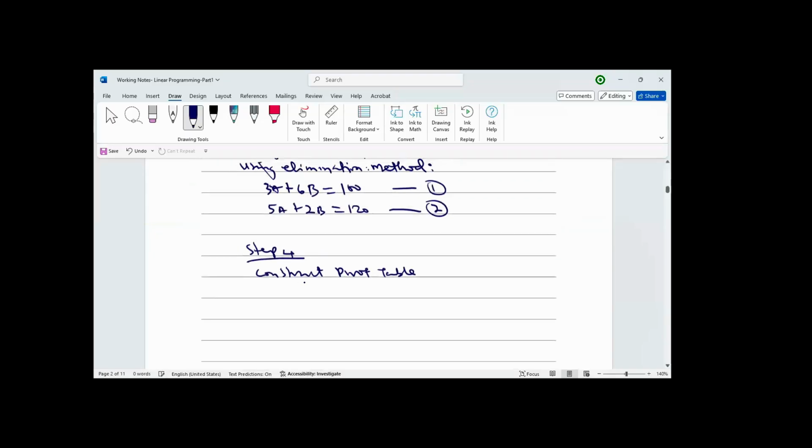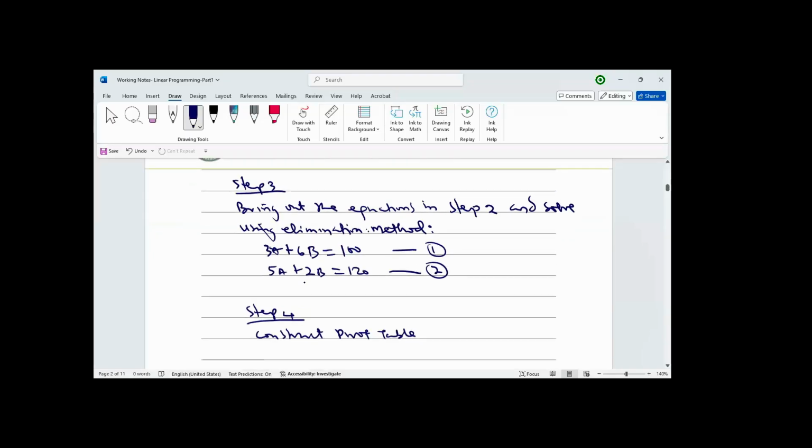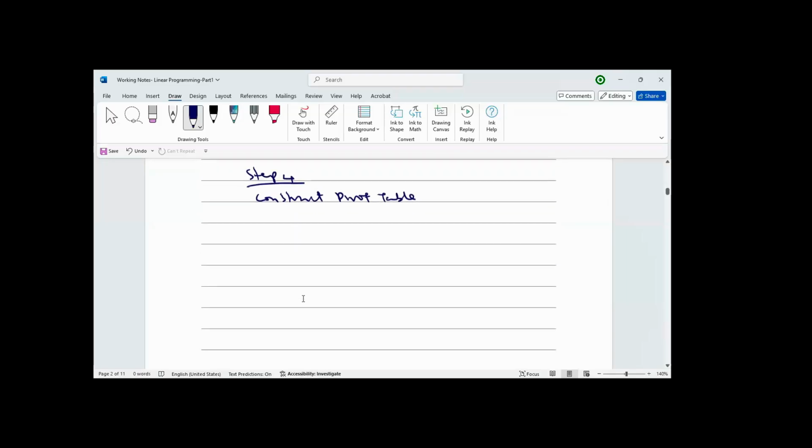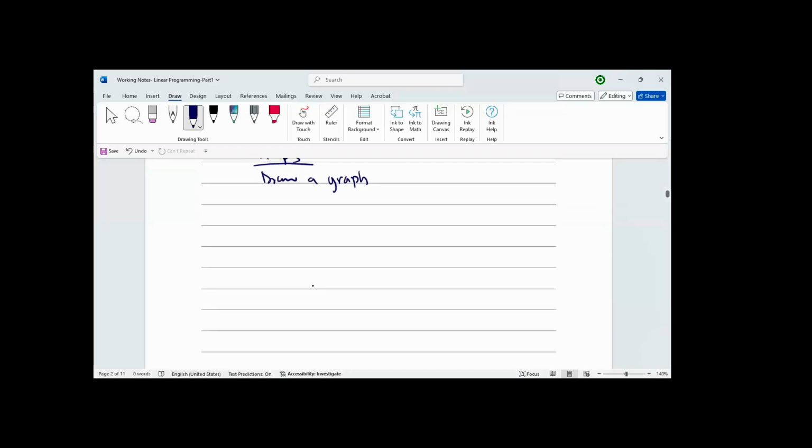So whatever the result of your step 3, all the figures, the value of A, the value of B in each of the equations, whatever you have done, you then put it in the pivot table. So that's that. Then step 5. Okay, step 5 is to construct a graph. Draw a graph. Okay. Then step 6.